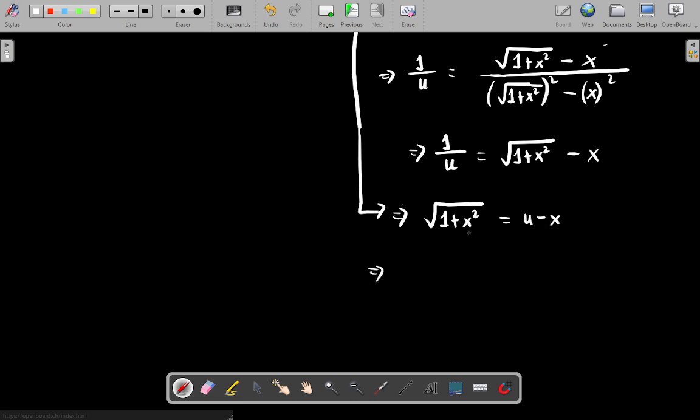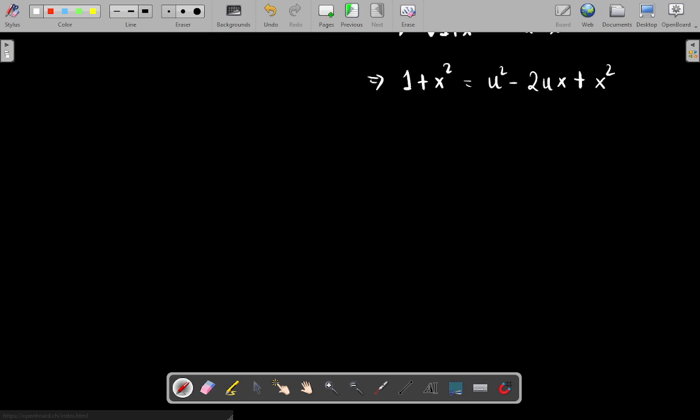Okay, now if we square both sides, we get 1 plus x square equal to u square minus 2ux plus x square, right? So we can cancel the x squares on both sides. Okay, so if I try to find x in terms of u, I keep 2ux on this side and take the 1 to the right hand side, this becomes u square minus 1. So from here we get x equal to (u square minus 1) divided by twice u, right?